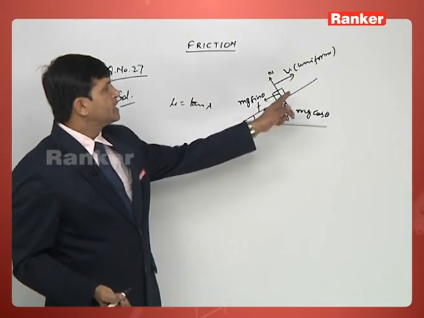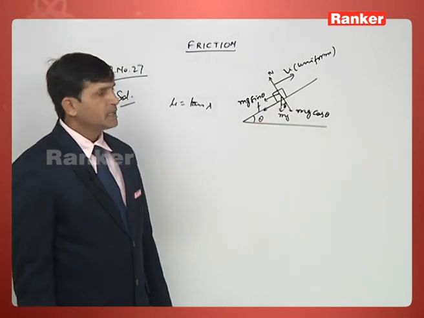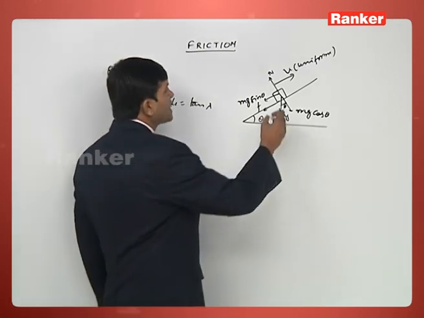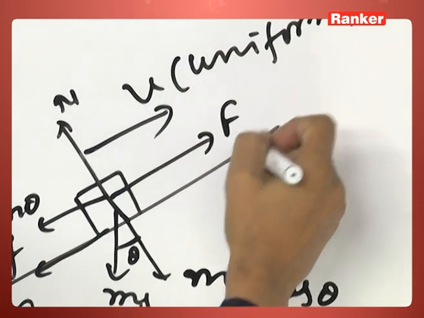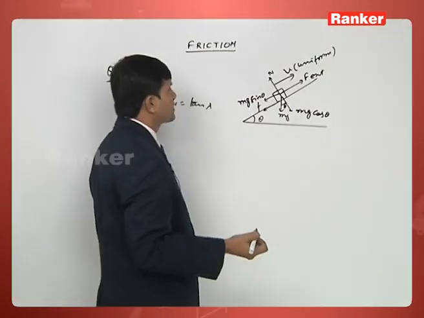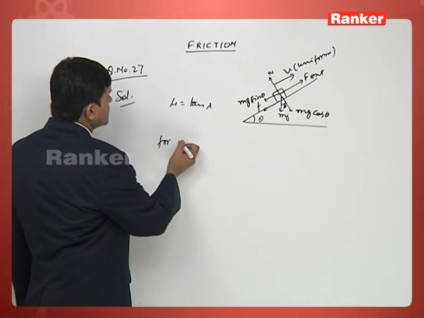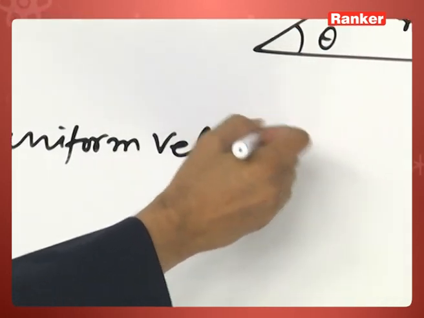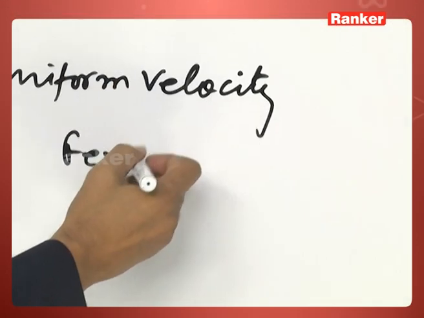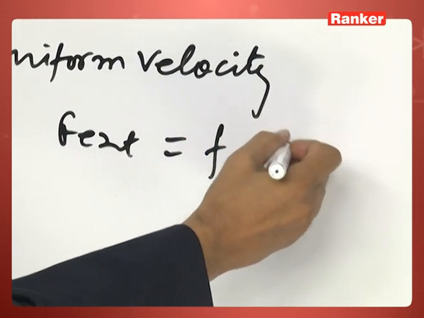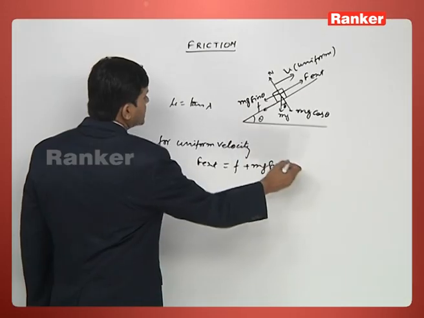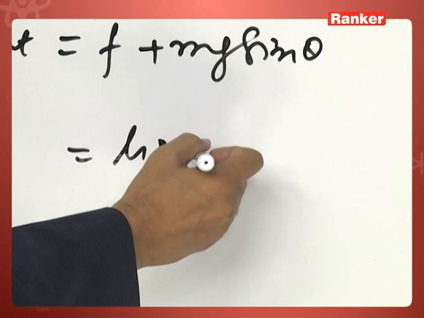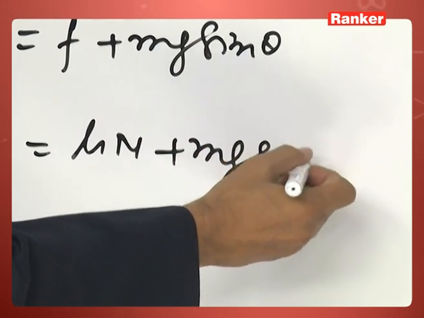But as per the question, our velocity should be uniform. It means the forces which are dragging the particle in the backward direction have to be nullified. So we require an external force opposite to that. So for uniform velocity, F external must be equal to friction force plus mg sin theta, and friction force is mu into normal plus mg sin theta.